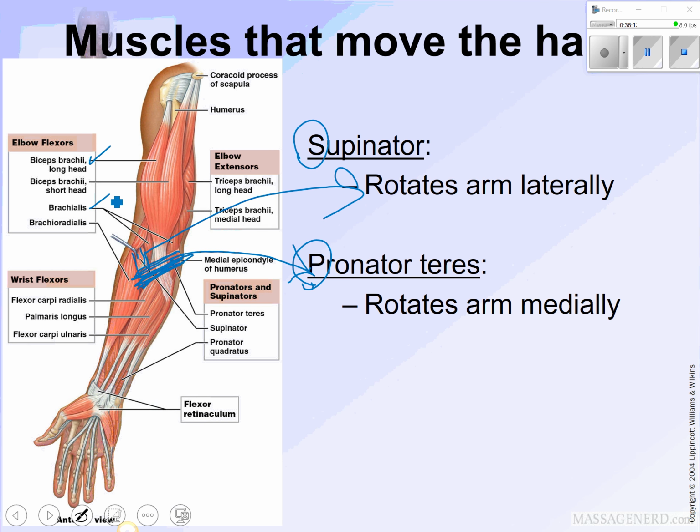Make sure that you can label those along with the biceps brachii, the brachialis, and the brachioradialis. Both the supinator and the pronator teres originate on the humerus and insert on the radius.